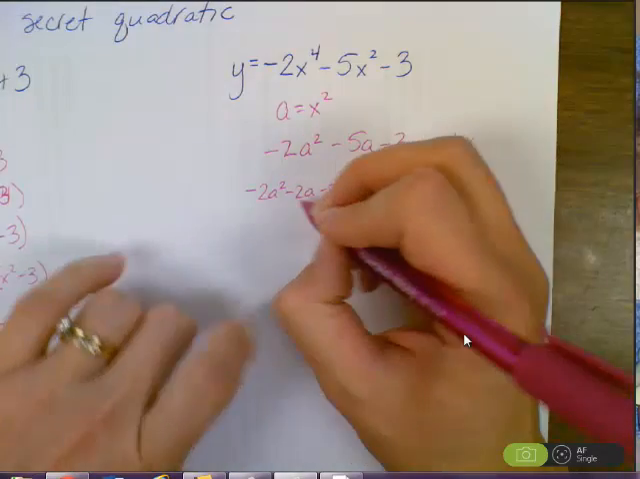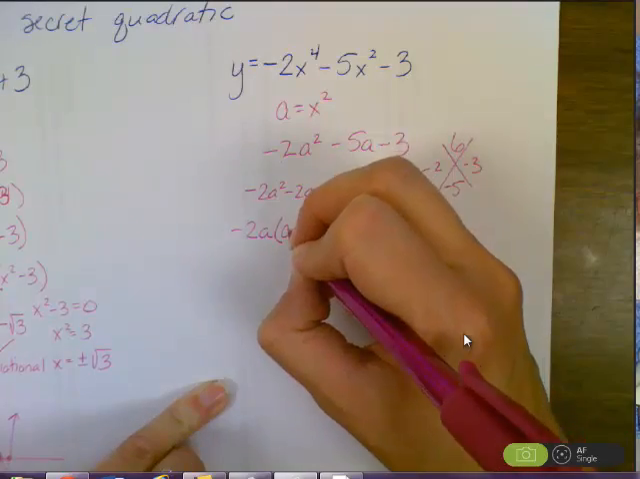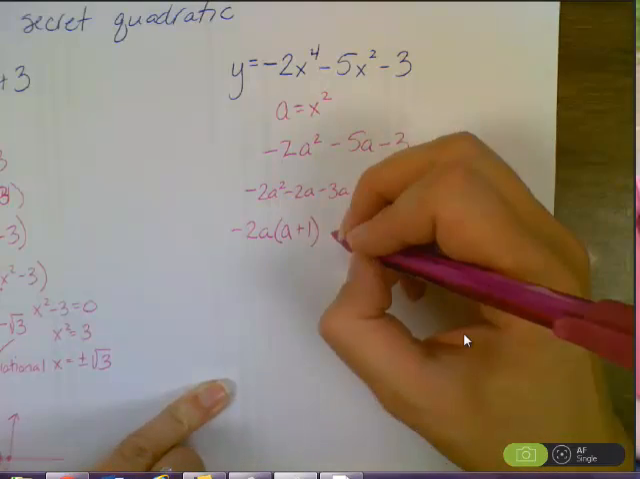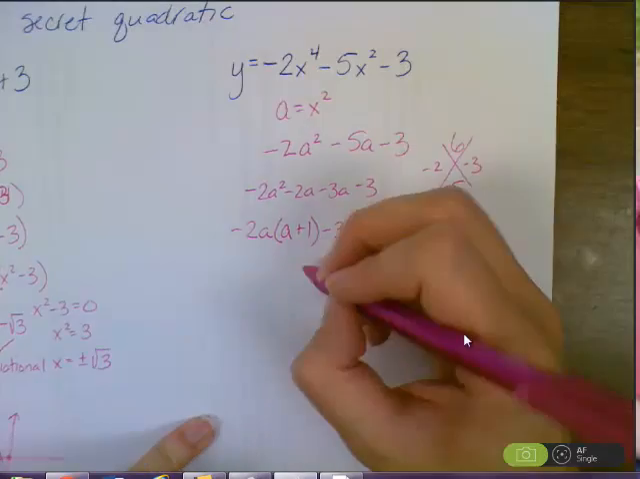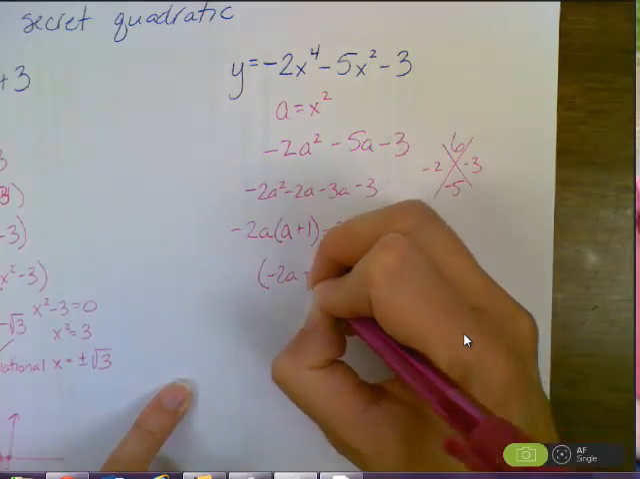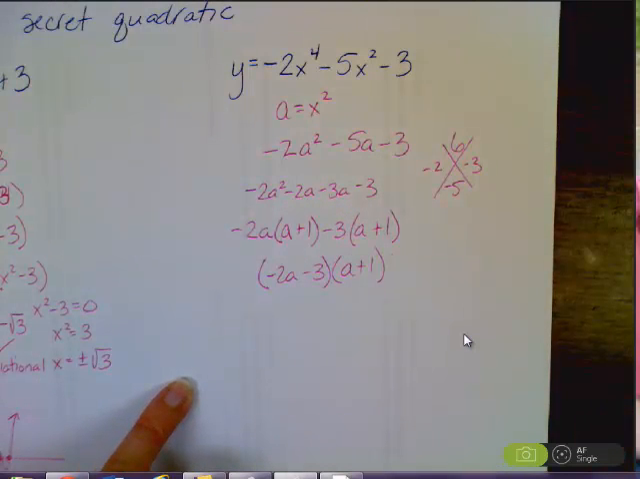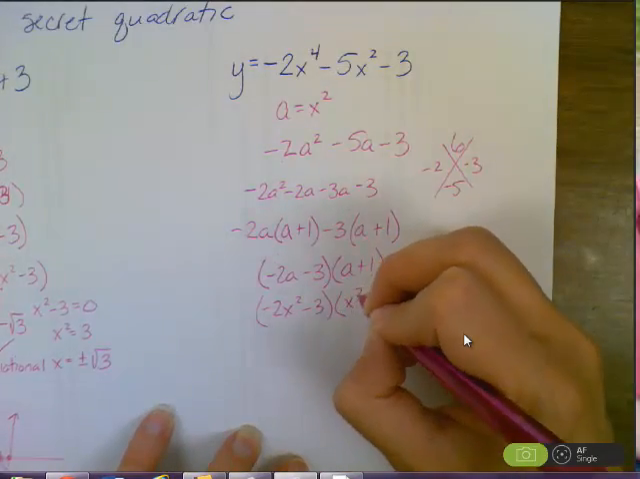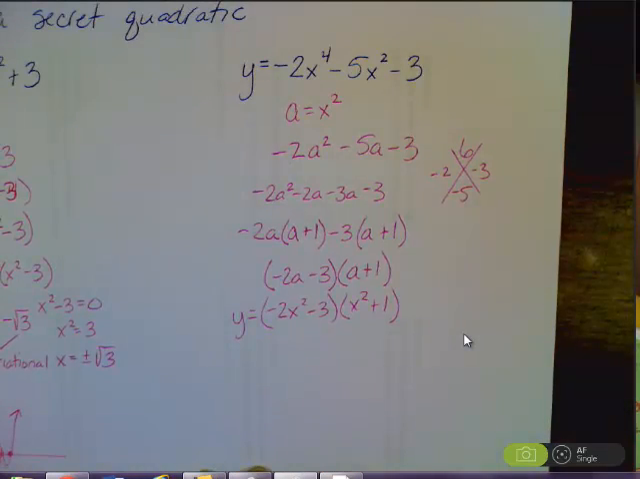Now I'll factor by grouping. Take a negative 2a out of the first two terms. I'm left with a positive a plus 1. Out of the second part, take out a negative 3. I'm left with positive a plus 1. So that means I have negative 2a minus 3 times a plus 1. Let's put our x's back in. So negative 2x squared minus 3 times x squared plus 1. Neither of these is a difference of squares, so this is as far as I can factor it. This is my factored form.